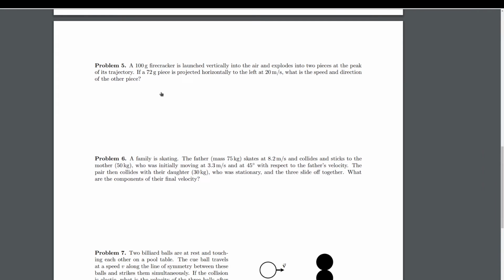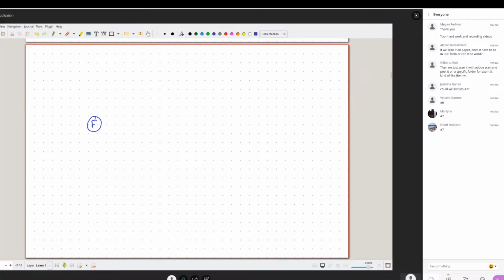Number 6 says a family is skating. The father collides and sticks to the mother, who was initially moving at some velocity. I want to draw this a little bit lower on my page. So the father is skating this way. The mother is going at a 45-degree angle with respect to the father.